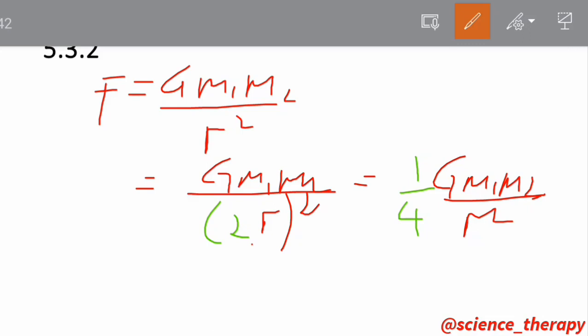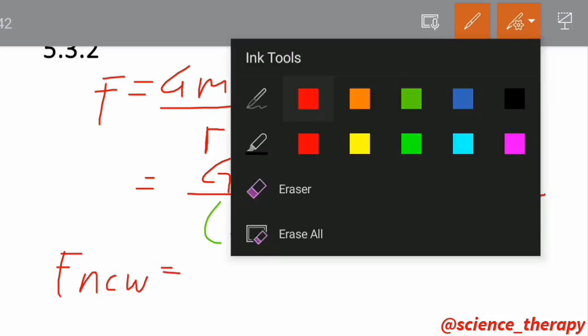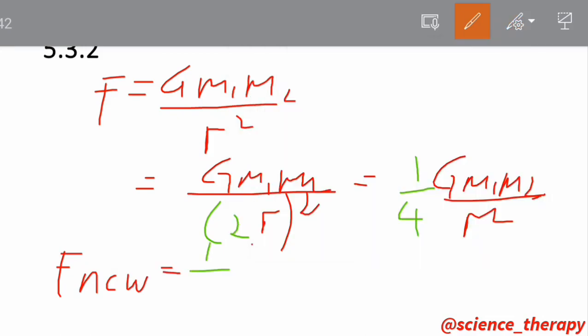That means now the F new in this case is 1 over 4 of the F old, right? So this is 1/4 of the F old.